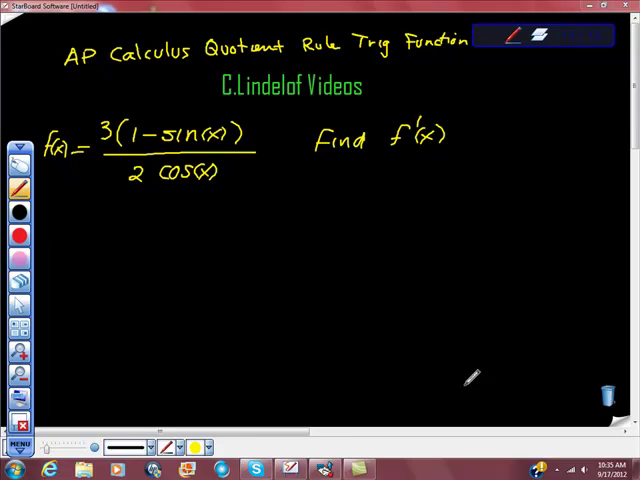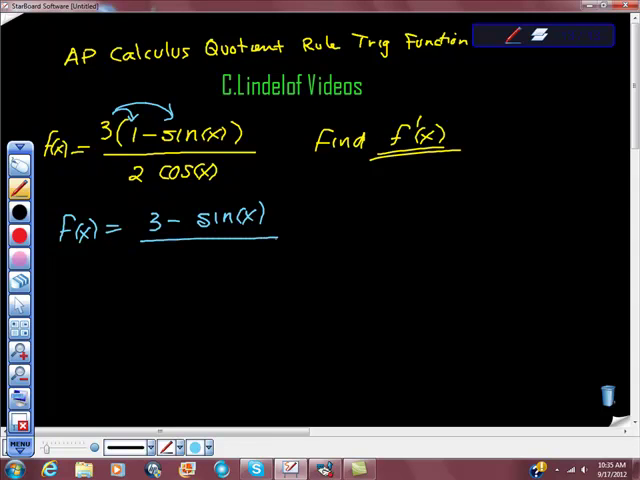So, calculus quotient rule problem for a trig function, and this one is 3 times the quantity 1 minus sine x over 2 cosine x, and we're asked to find the first derivative. So I guess the first thing I'm going to do, Gordon, is start to distribute here and here. Is that alright? And get f of x is equal to 3 minus sine x over 2 cosine x.